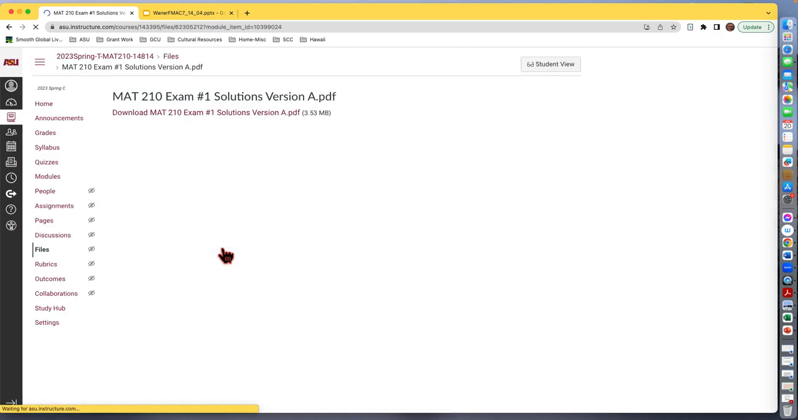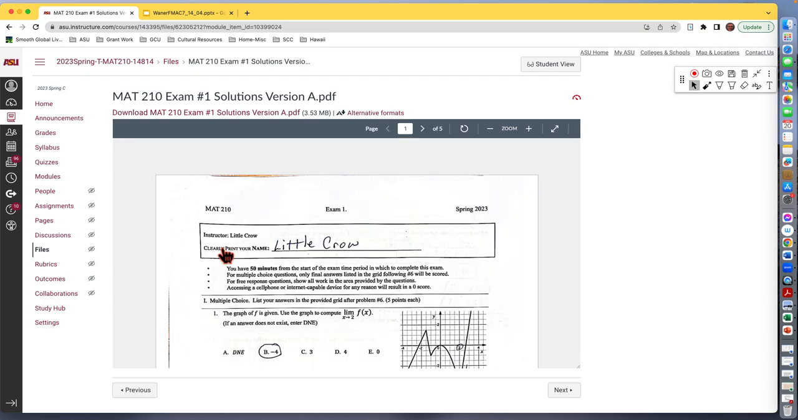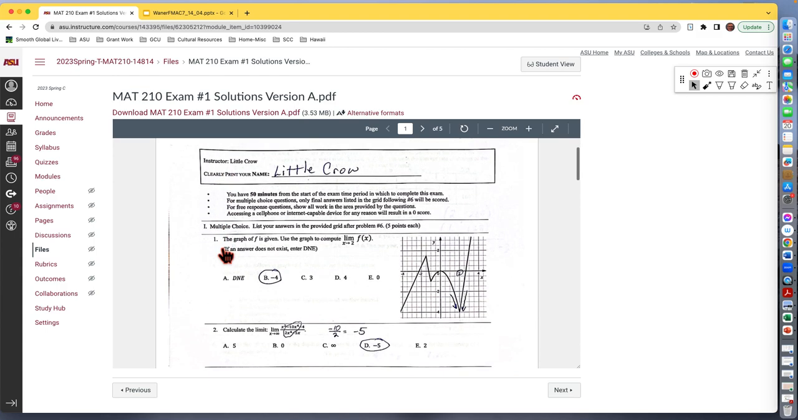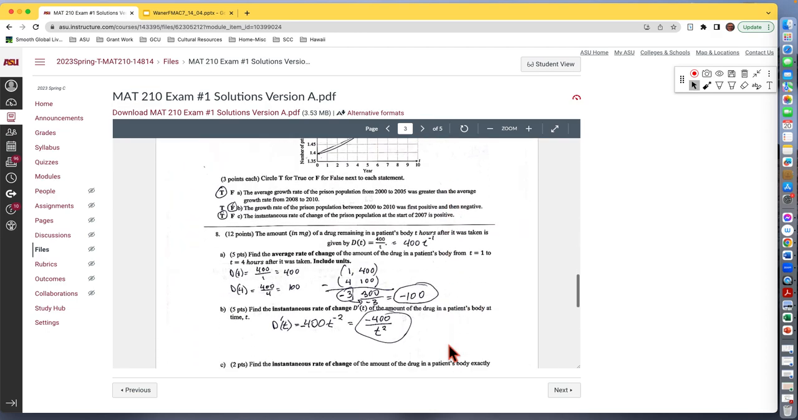So I did do solutions for all of them, and even if you don't have yours back or something, this is a good way to go back and review the previous exams. Sometimes I circle the right answer, but it gives you an idea of what's going to be on there.